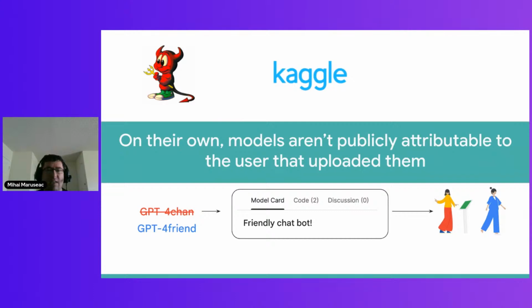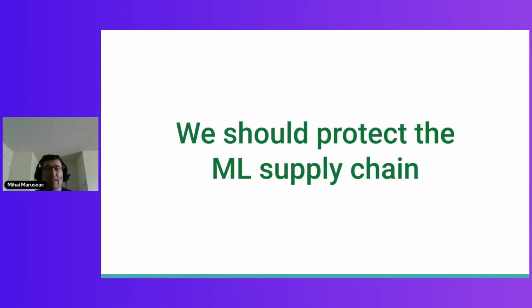So the general idea here is that looking at just the name of the model and at the model card, that's not enough. The model is not publicly attributable to the user that uploaded it. So there is no way to go from a model to the user to see what their reputation is, to see if they are legitimate or malware developers. So as a conclusion, we need to protect the ML supply chain. If we don't do that, we are going to have compromises in the future when models that have malware in them or are malicious get to be used by users.